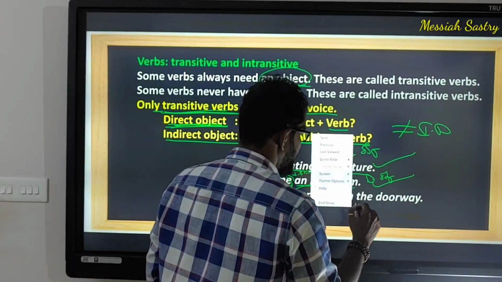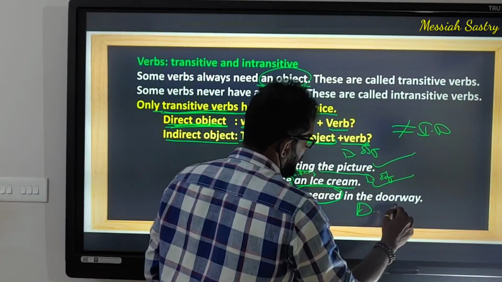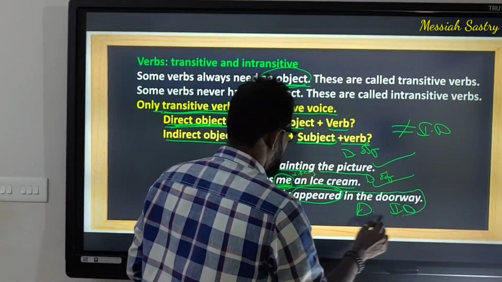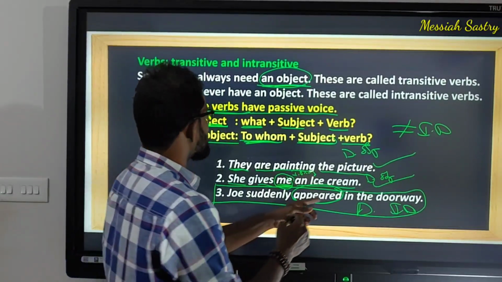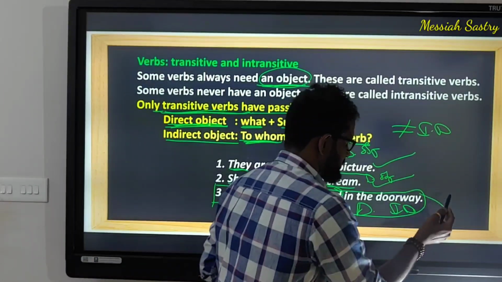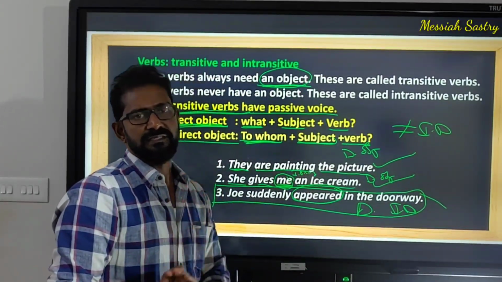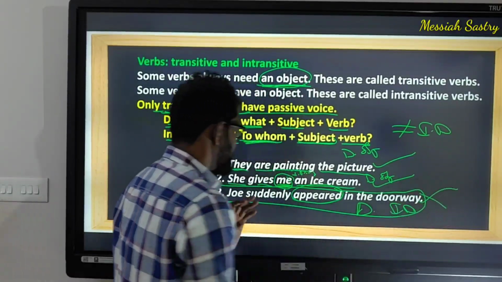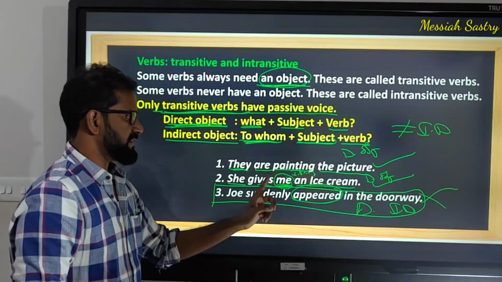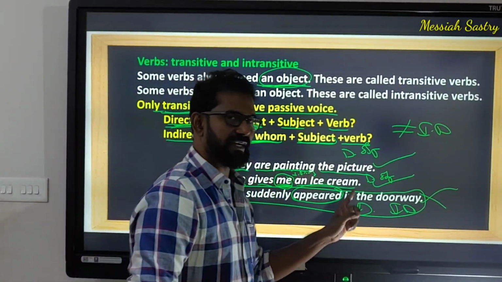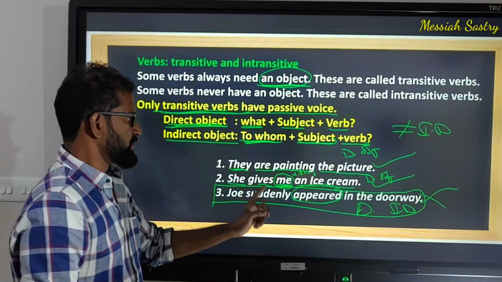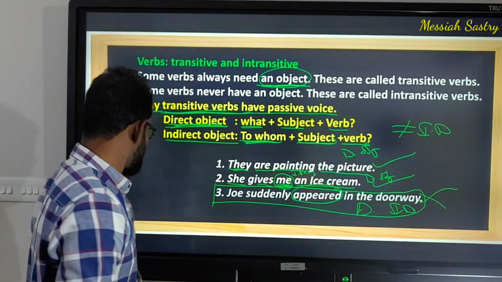Neither a direct object nor an indirect object. Then in the third sentence, appeared is an intransitive verb, as there is no object, so we can't express it in passive voice. There is only one way of expression, that is active voice. So passive voice is not possible for the third sentence. The reason is there is neither a direct object nor an indirect object. There must be at least one object to change into passive voice.